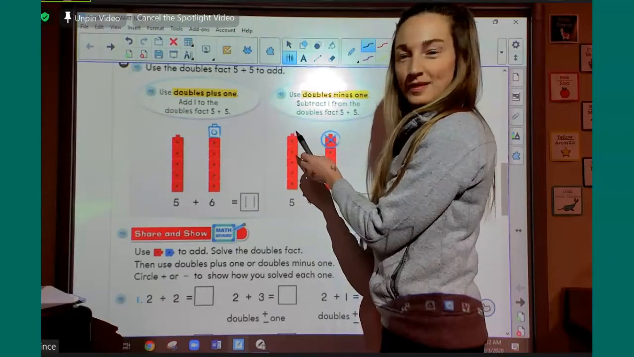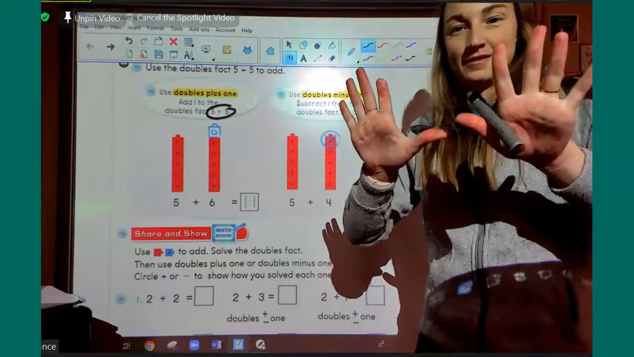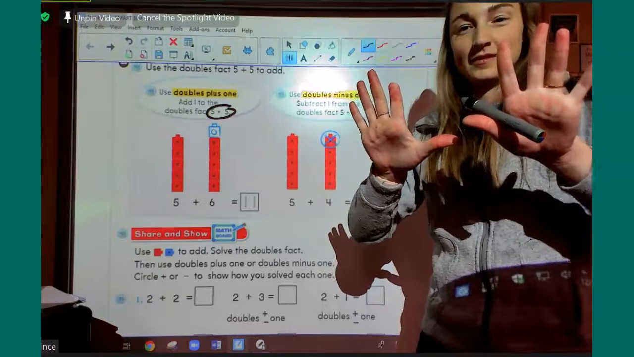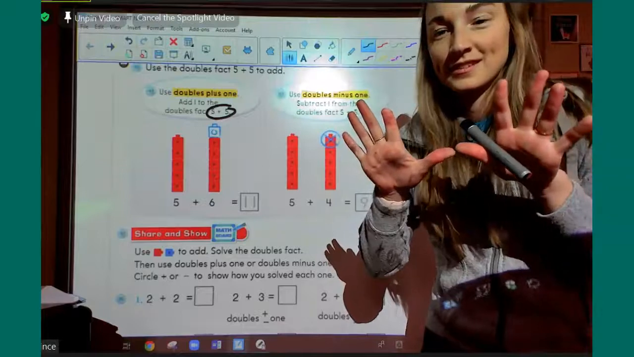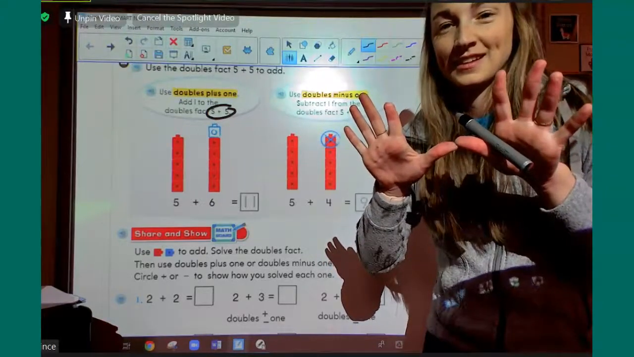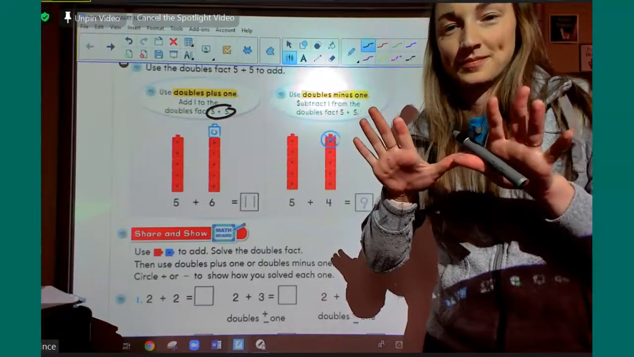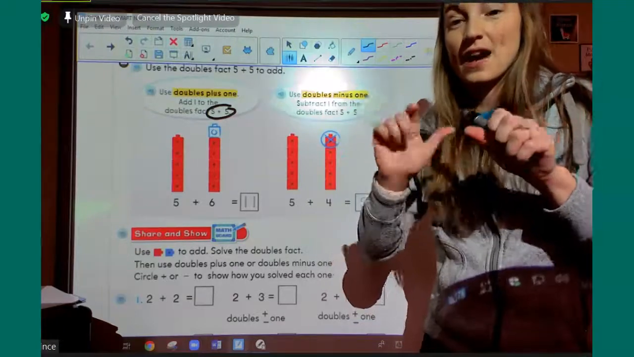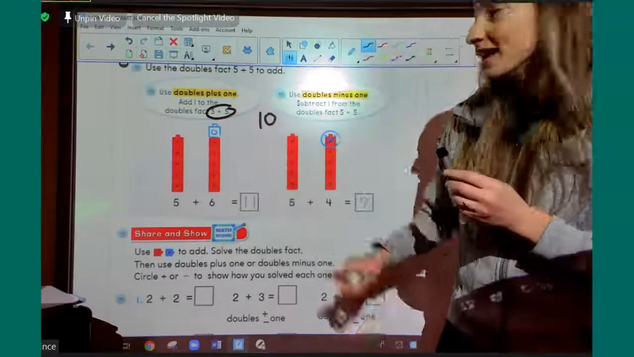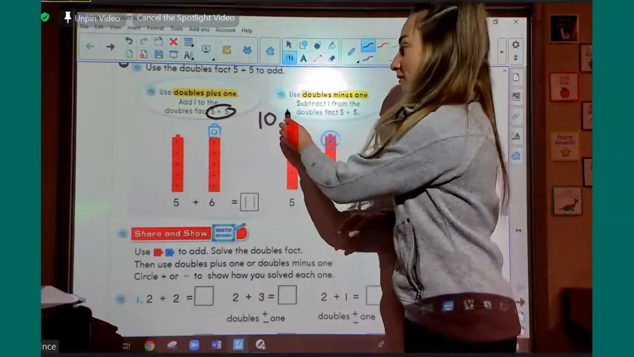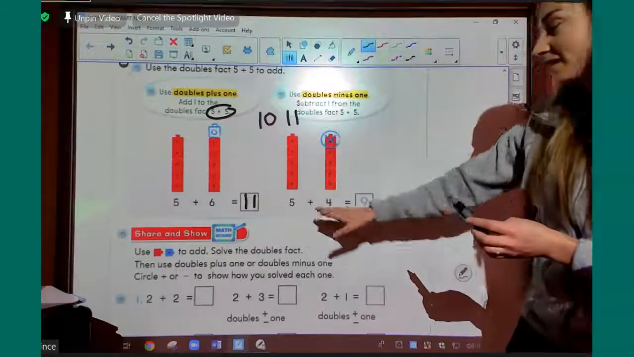Doubles facts, for 5 plus 5. Do you remember 5 plus 5, Kieran? Doubles plus 1, add 1 to the doubles. So if 5 plus 5 is 10, remember that? 5 plus 5 is 10, but we're adding that extra one, we're going to get 11. So 5 plus 6 is 11.